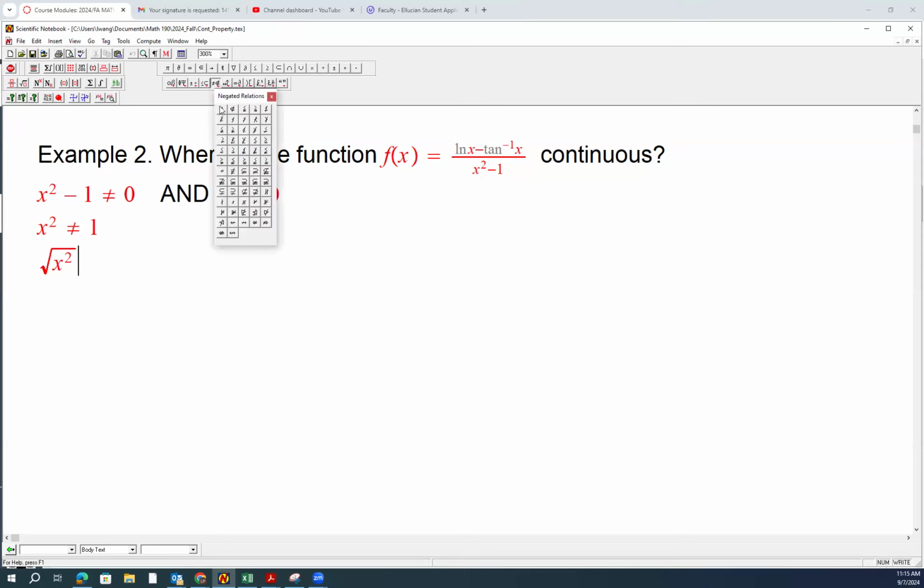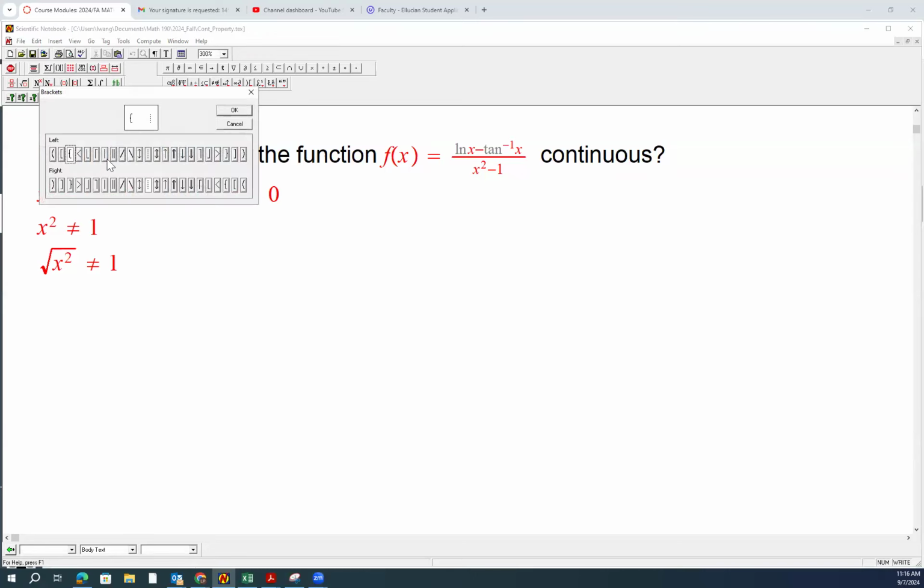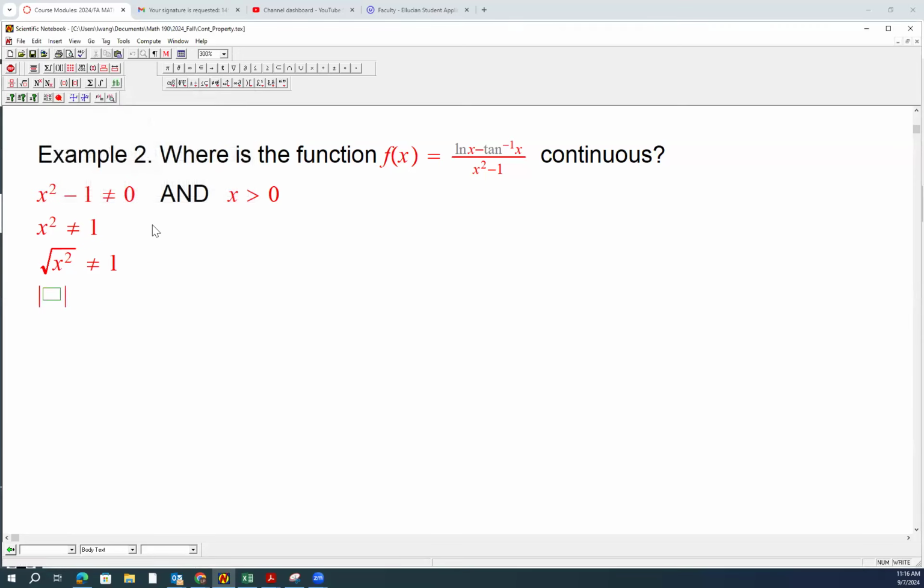That should not equal the square root of 1. The square root of 1 is 1, and the square root of x squared is the absolute value of x. So that should not be 1. In the end, x cannot be positive 1. It cannot be negative 1 either.